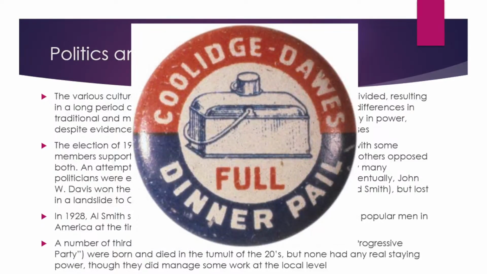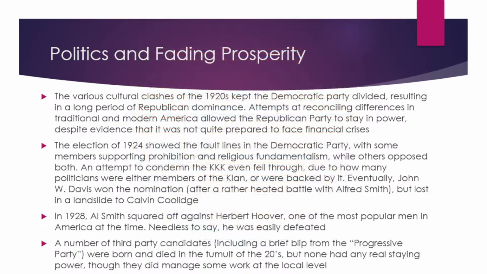So Coolidge, Dawes, full dinner pail. Actually, before we get to the horrible slaughter that is the 1928 electoral map, though these parties never really lasted on the national level, some of them did have staying power on the local level. So a few of them are probably still around. Some of these smaller parties you'll hear about if you do local elections. That's where they managed to stick around.